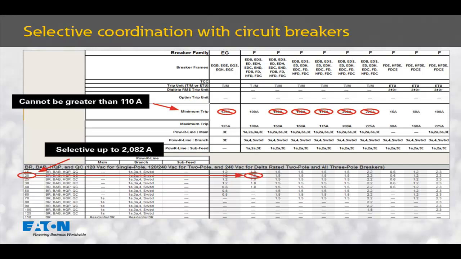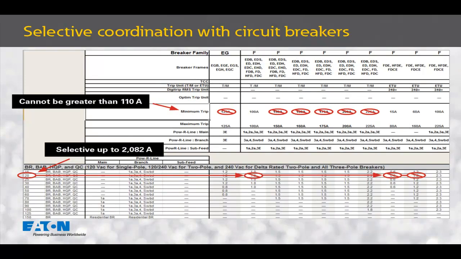This pair selectively coordinates up to 1000 amps, which is not greater than or equal to 2082 amps. This pair is not adequate. The next device I come to is the 160 amp frame F-Frame circuit breaker with an electronic trip unit that can be adjusted down to 16 amps. This pair of devices will selectively coordinate up to 600 amps. This too is not adequate.